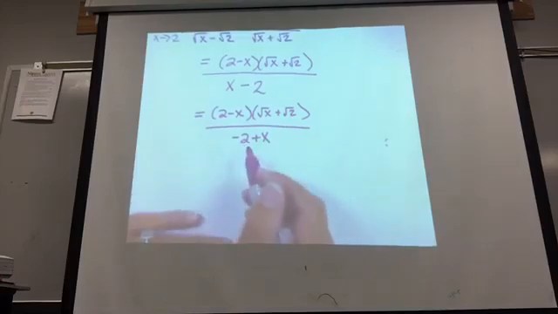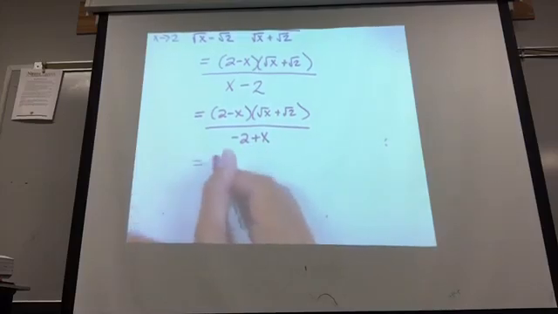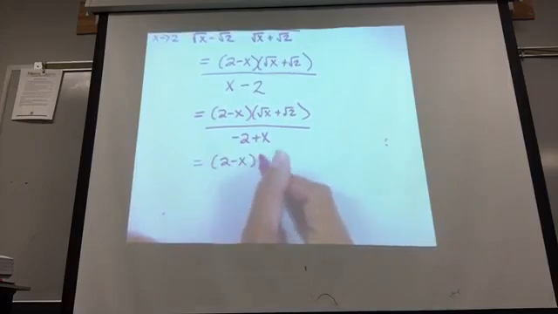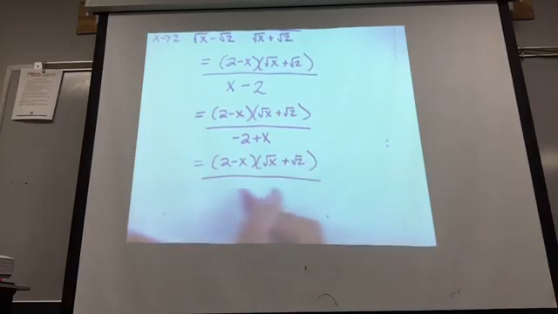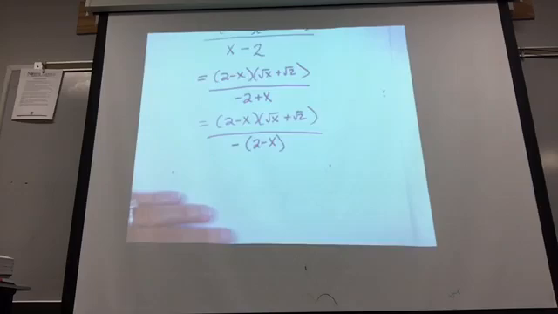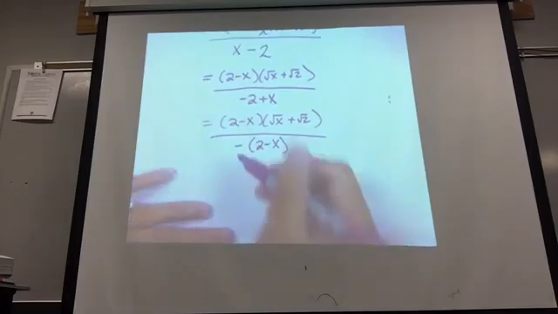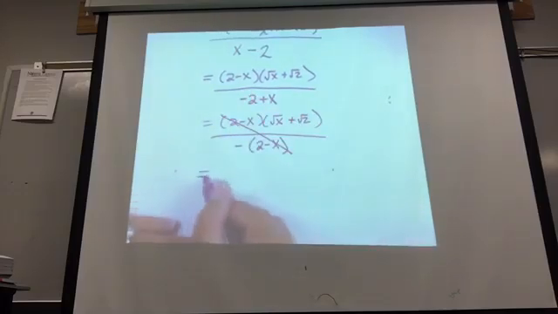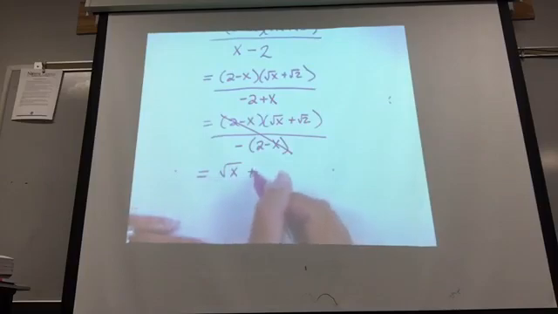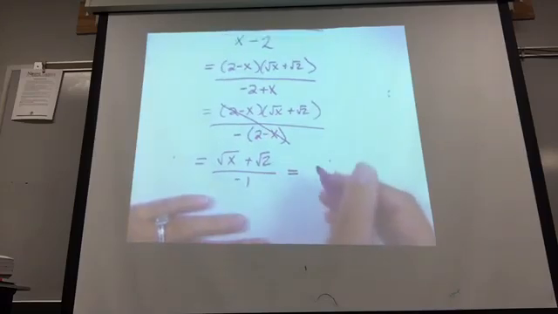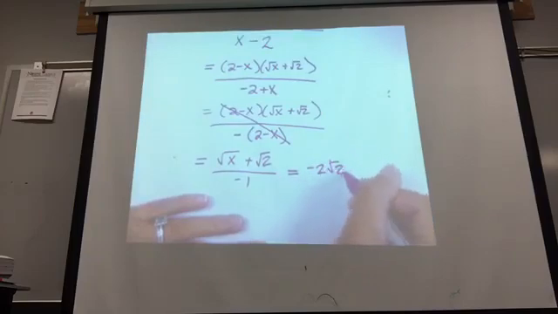And then I'm going to rewrite the bottom by factoring out the negative sign. So now I have the negative in front and then 2 minus x. Now my common factor I can divide out. And I'm left with the square root of x plus the square root of 2 over negative 1. And then plugging in my 2 will give me negative 2 square root of 2 again.